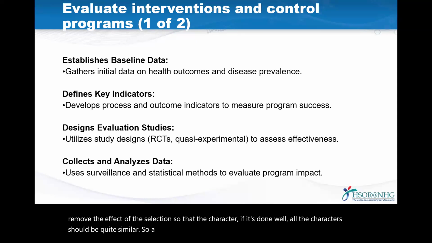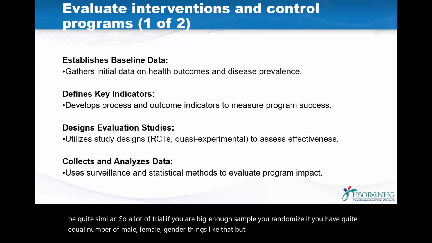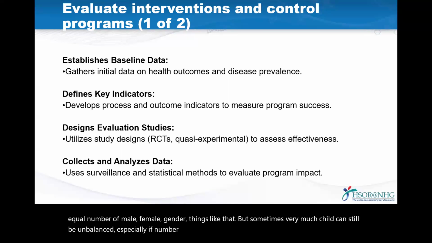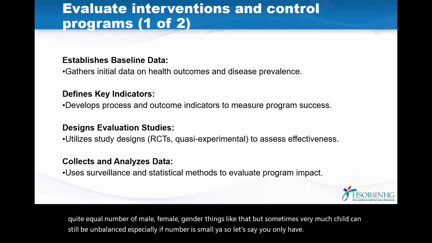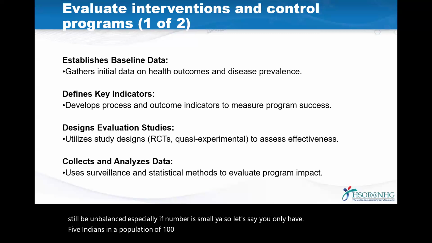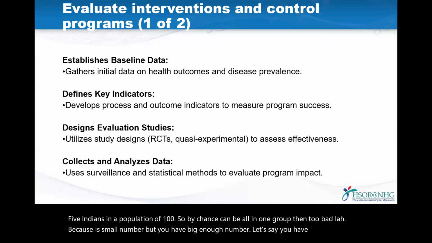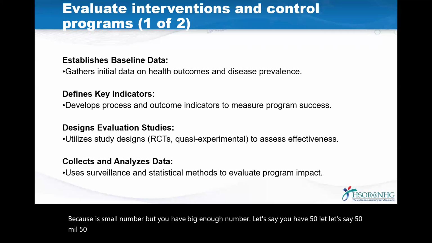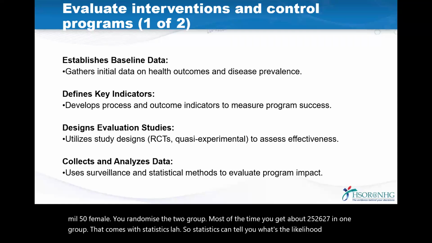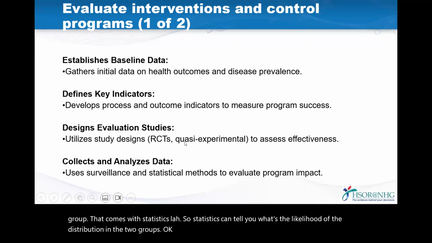So in a lot of trials, if you have a big enough sample and you randomize it, you have quite equal numbers of male and female, things like that. But sometimes a randomized trial can still be unbalanced, especially if the number is small. Let's say you only have 5 Indians in a population of 100. By chance, they can all be in one group. Too bad, because it's a small number. But if you have 50 male and 50 female and you randomize into two groups, most of the time you get about 25, 26, 27 in one group. Statistics can tell you the likelihood of the distribution in the two groups. That's called a randomized control trial.